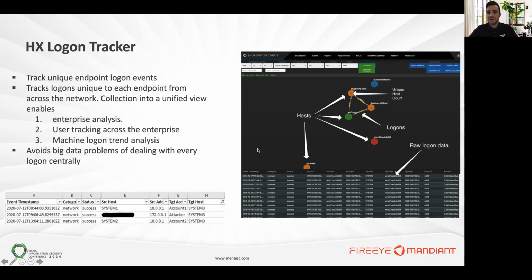Now, as we can see on the right side here, the Logon Tracker is going to provide you a graph interface for identification of unique logons or irregular logons. This is also important to track those unique logons across your assets. You also have the option to filter on host names, usernames, protocol, and so forth.